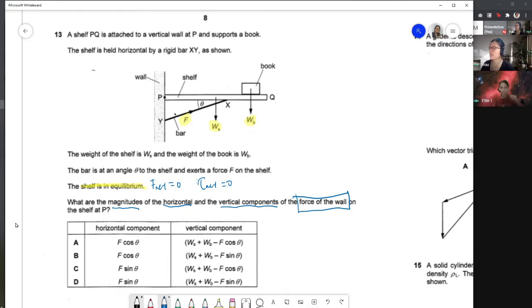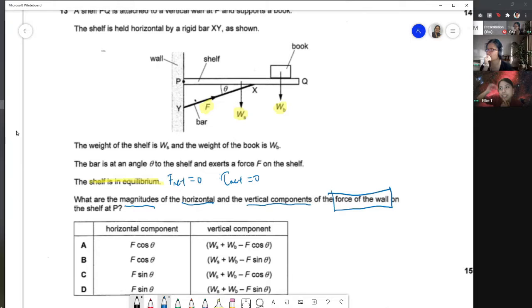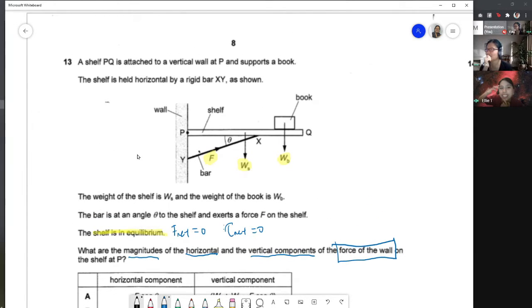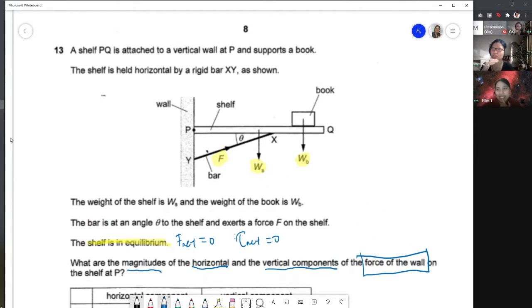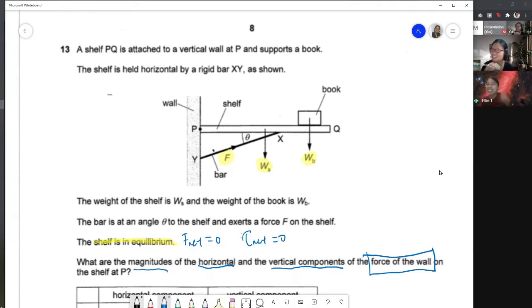Well, how to draw? Where is this force? At P. Right? Force of wall on the shelf. Yes, correct, at P. So if the shelf is not flying, not twisting, not turning, not sinking into the wall, I would like the shelf to stay in place. Imagine your bookshelf is just rotating. So it looks like you have to have an upward force on the shelf at P because all the weights are downwards. So you gotta have something pointing up.